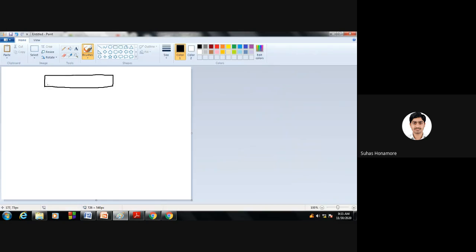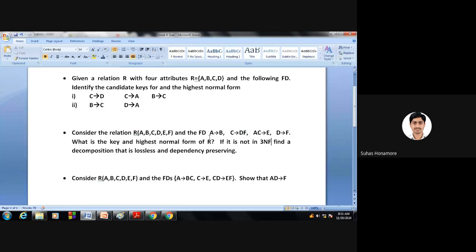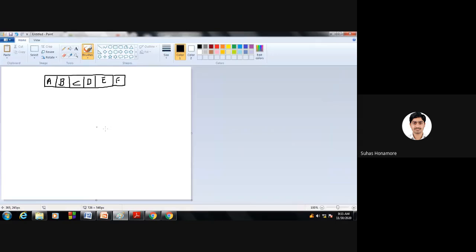So first A, B, C, D, E, then F. Total six he has given. Then the FDs: A to B he has given. So A to B is the first FD. I'll write it as F1 here.